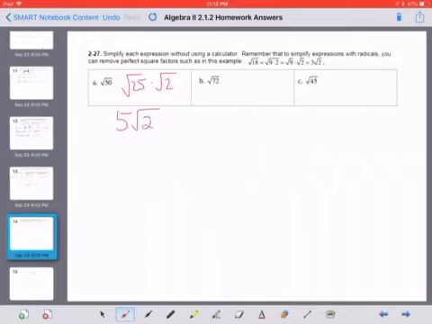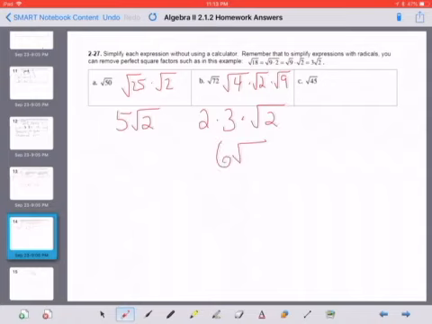So in 72, I know 9 is a multiple, and 8 has a 4 in it. So when I rewrite it as more than a couple different things, I know that I can do 4 times the square root of 2 times the square root of 9. If I do 4 times 2 times 9, I get 72. But 4 and 9 are perfect squares. So now I get 2 times 3 times the square root of 2, or 6 the square root of 2.